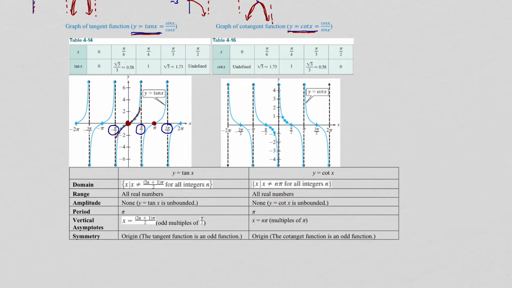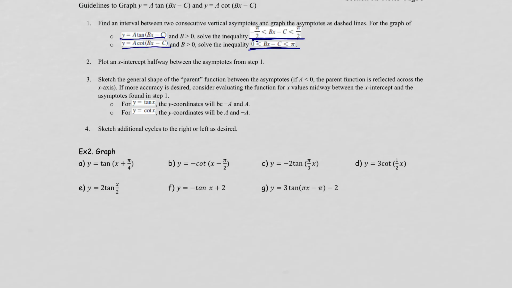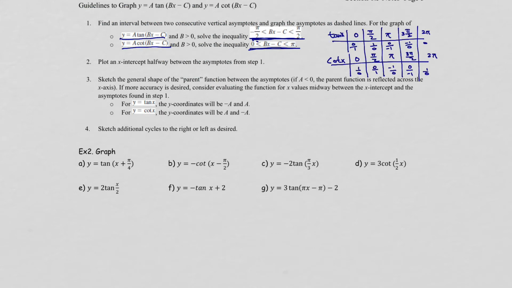When you're looking at the cotangent, that's opposite, right? So you're going to have vertical asymptotes at 0, that's a vertical asymptote, and then pi. And in between, you're going to have points that the graph is passing through. So using that information, you can build the chart. And the chart can look like this.